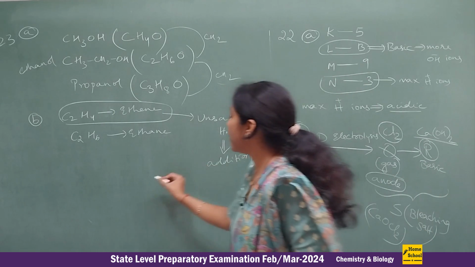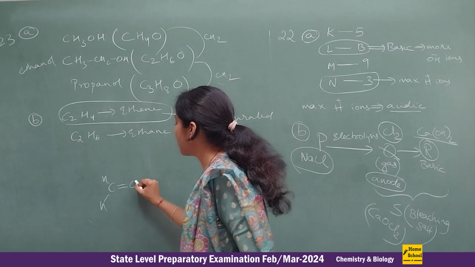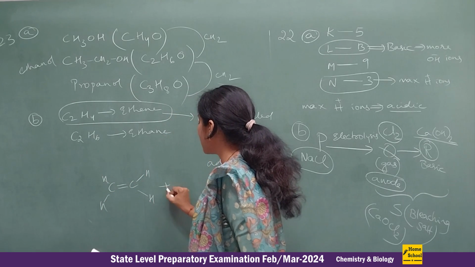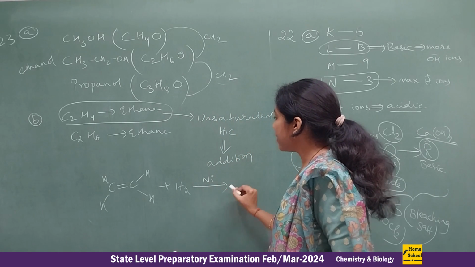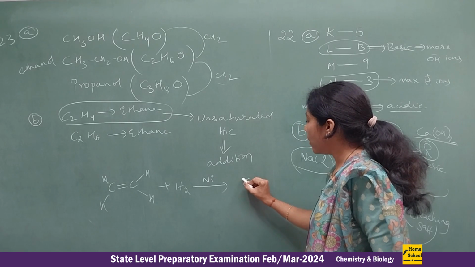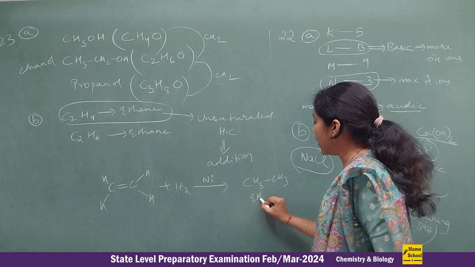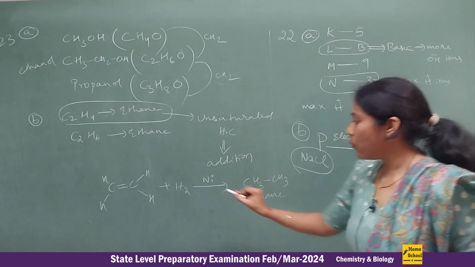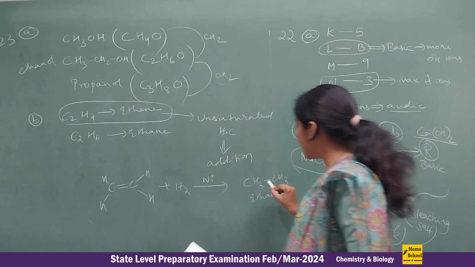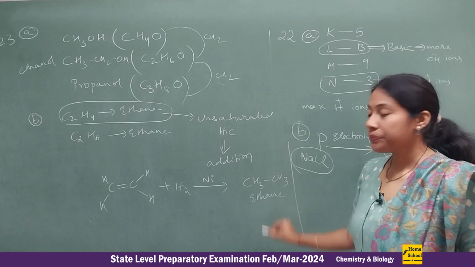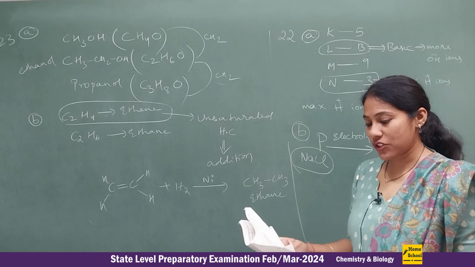So one example you write, C double bond C, H, H, H, H. So you give an addition reaction example. When you add hydrogen in the presence of the catalyst nickel, you will get CH3, CH3. So you will get a saturated hydrocarbon, that is ethane. One H added to one carbon, another H added to another carbon, the double bond becomes a single bond. So that is ethane. Okay, right? So that is all about this B question.